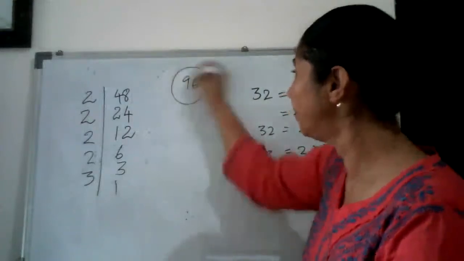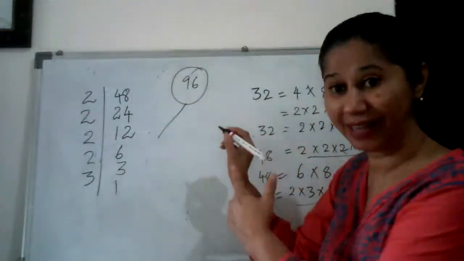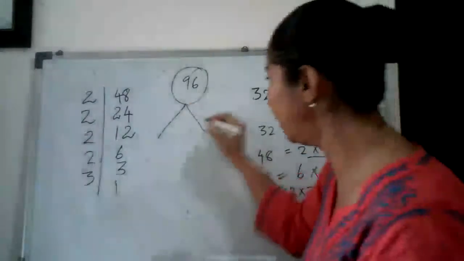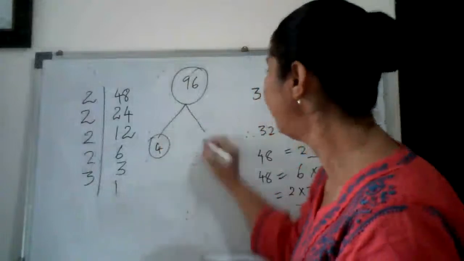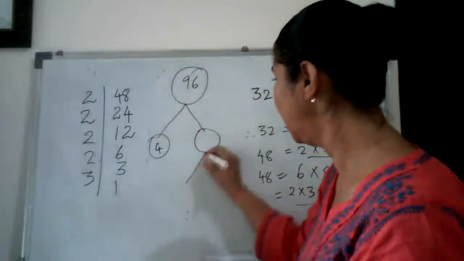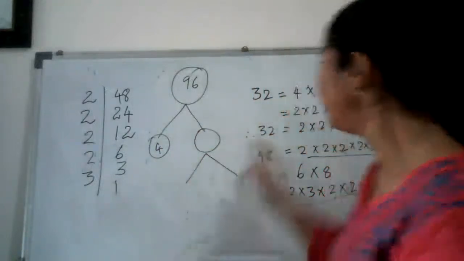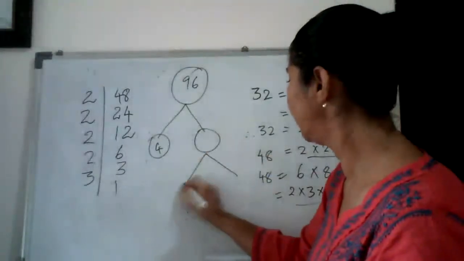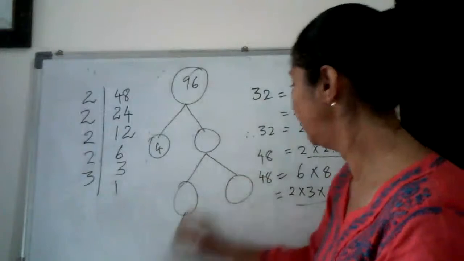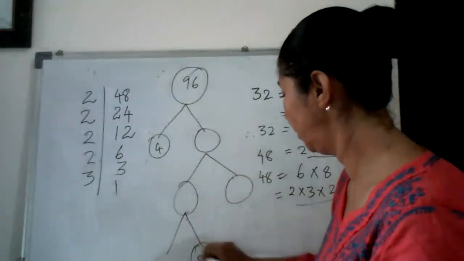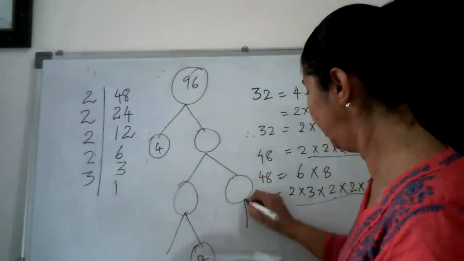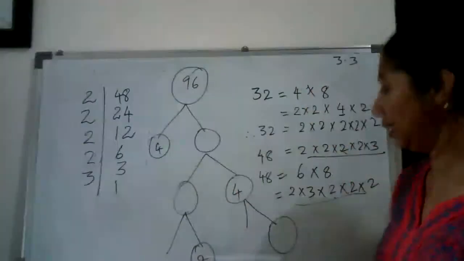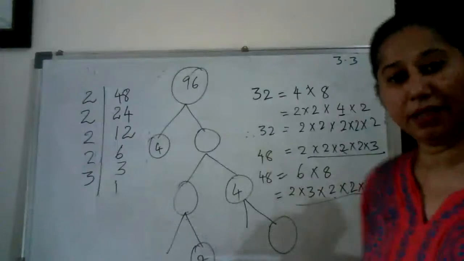Say this is 96. This is called exactly a factor tree. Okay, please remember this is for a factor tree. So suppose this is 4. Okay, this is blank. Again, this is blank. Okay. So let's see how to do it. Fine. It's a kind of factor tree.